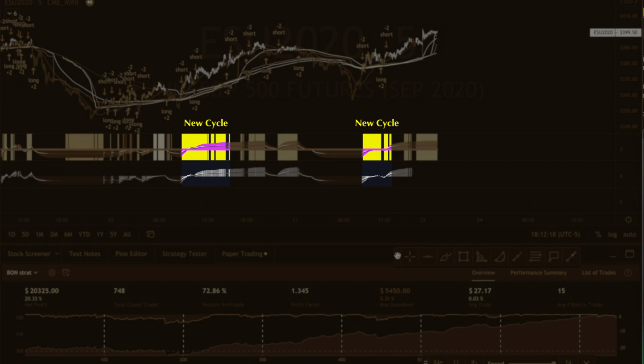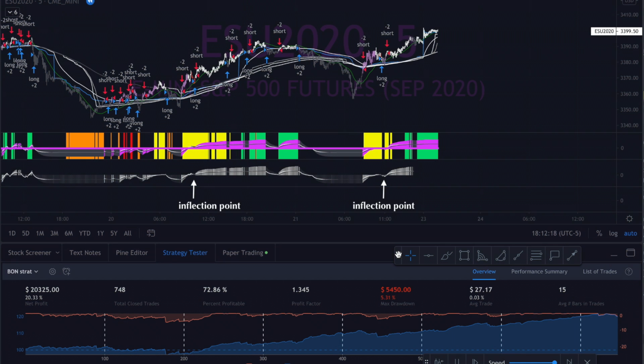With both versions side by side, we can better explain how new cycles are created. Technically, new cycles occur only after the histogram reaches the lowest possible value, crosses the inflection point, and becomes positive.